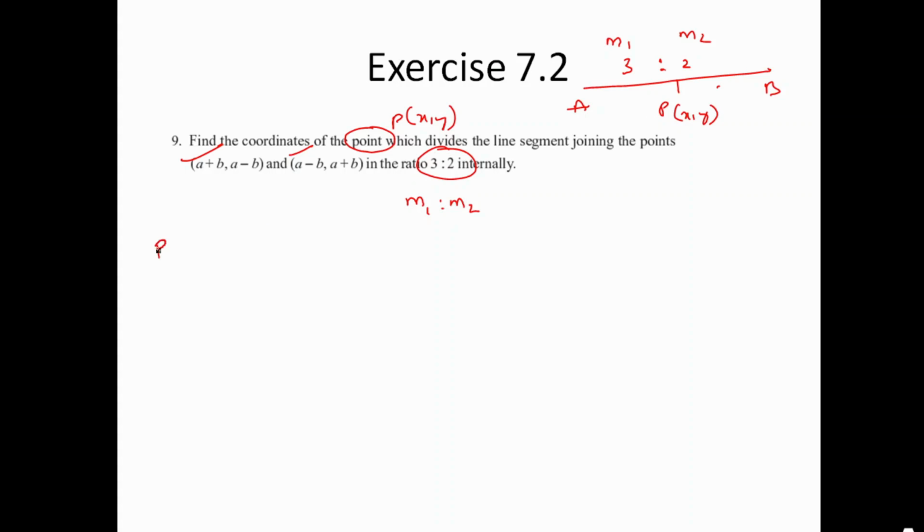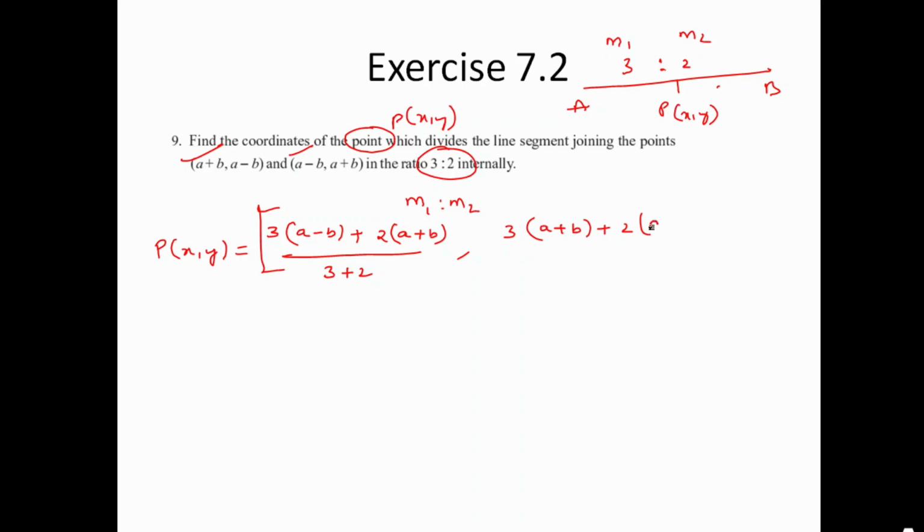I hope I'm clear. So P of x comma y equals, I'm using the same formula, m1 into your x2. x2 is a minus b. Plus m2 into your x1. x1 is what? A plus b. So adding up 3 plus 2. You need to remember this. Okay, this is very very important. So the next term is m1 into your y2. y2 is a plus b, plus m2 into y1, a minus b, all divided by m1 plus m2. Okay, am I clear up here? Good, right? So let's solve this one here.